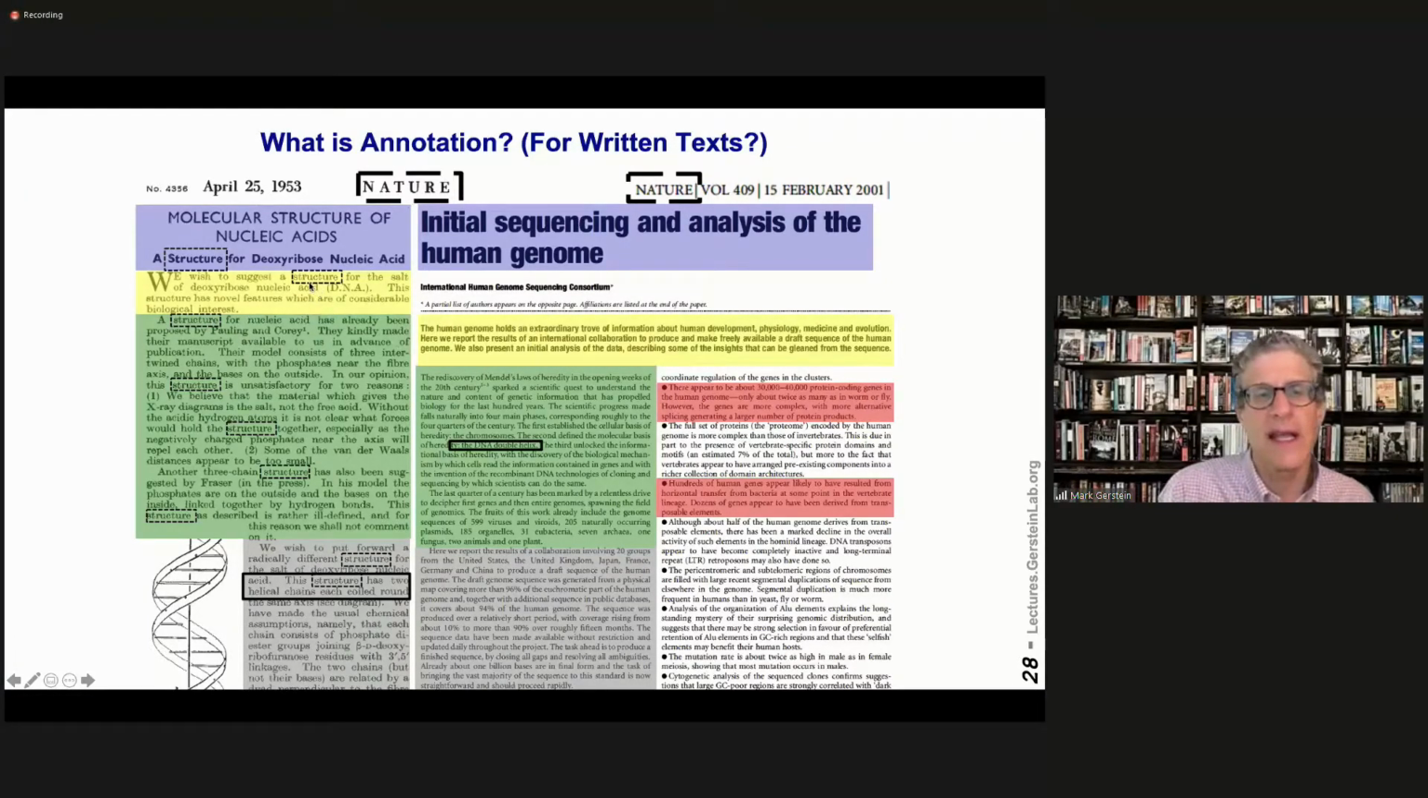You can see what we might do to annotate this as well. We might color certain regions of the text in relation to their function. So this is the title. This might be an abstract or head sentence.